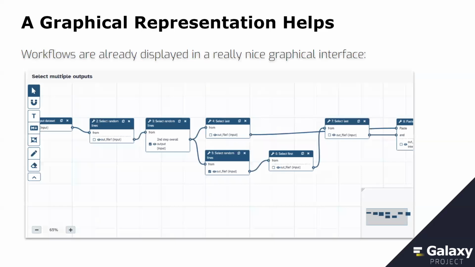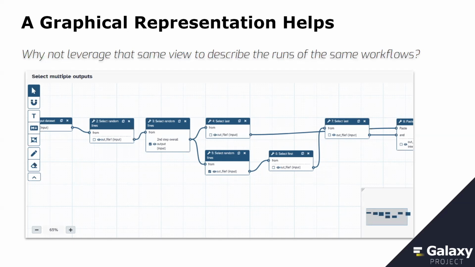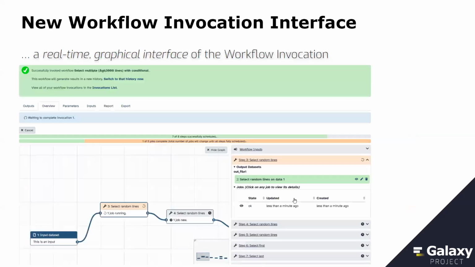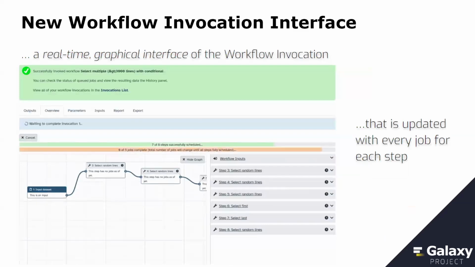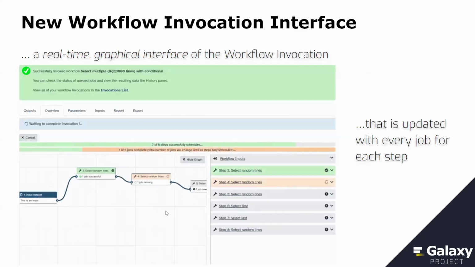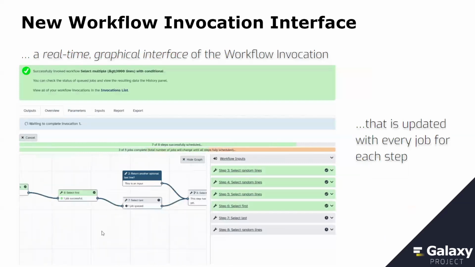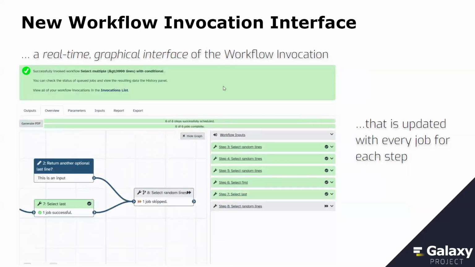Now one can tell that a graphical representation here would really help. And since really the beginning of Galaxy, workflows have been stored and displayed in the really nice graphical interface, why not just use that same view to describe runs of your workflows? So therefore, that existing minimal interface has now been updated to a real-time graphical interface of your workflow run. So as soon as you click run, you see this graph view, which updates with every step and every job for each step, and you can see the progress in real time.